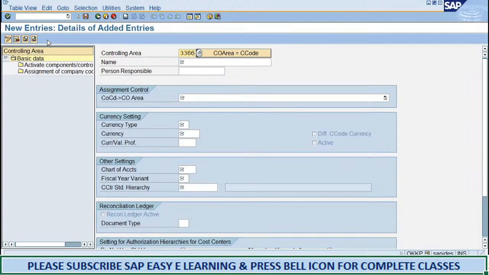Controlling area is equal to 3366. Name is equal to controlling area for 3366. Now look at the screen. Assignment control. Company code to controlling area.